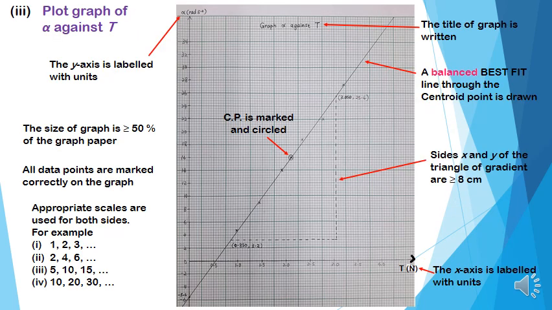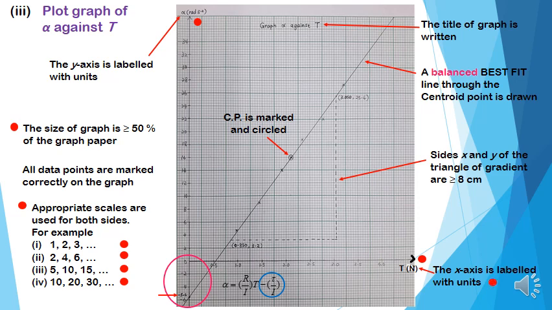Roman 3. Plot graph of alpha against t. Use appropriate scales for both x and y axes. For example, in a multiple of 1, multiple of 2, multiple of 5, or multiple of 10. From the equation 4.3, there is a negative y-intercept term in the equation. Therefore, remember to leave some space below the origin to look for the value of negative y-intercept. We need to use this value for the calculation of the uncertainty of the gradient of the graph later on. The size of the graph is at least 50% of the graph paper.